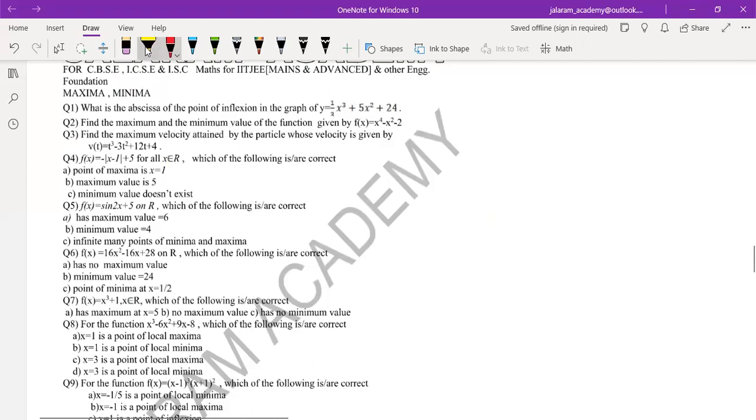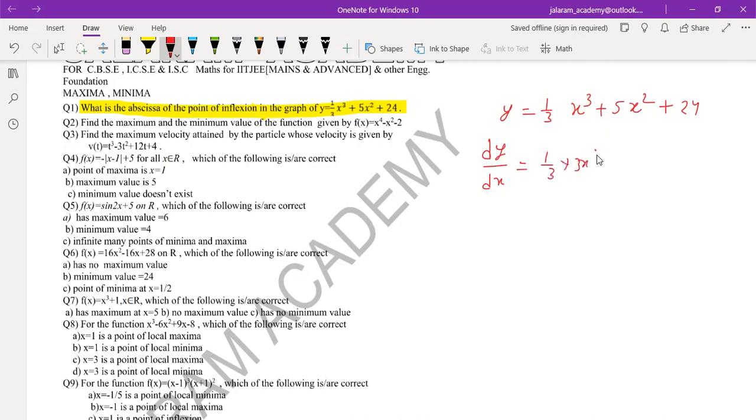What is the abscissa of point of inflection in the graph y equals 1 by 3x cube plus 5x square plus 24. So first we will find dy by dx. dy by dx is 1 by 3 into 3x square plus 5 into 2x plus 0. 3 cancelled out, x square plus 10x. x is common into x plus 10.